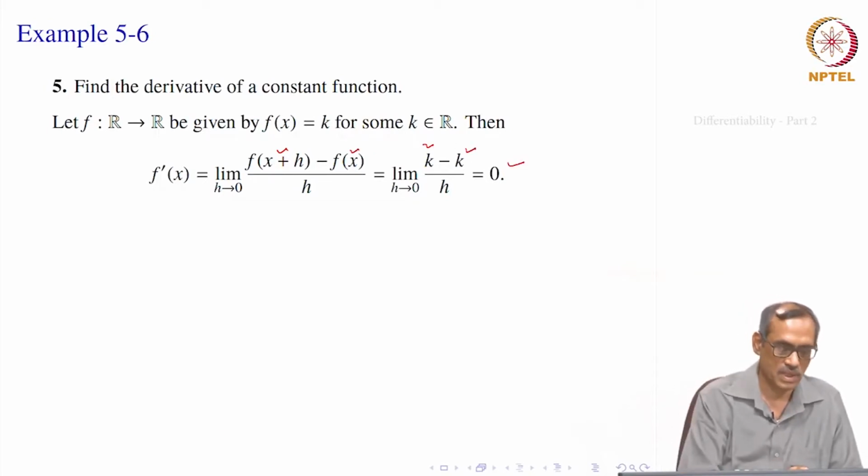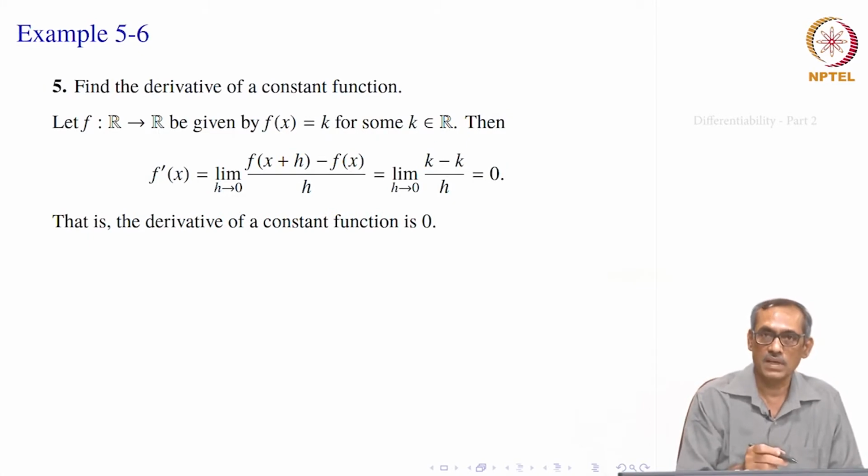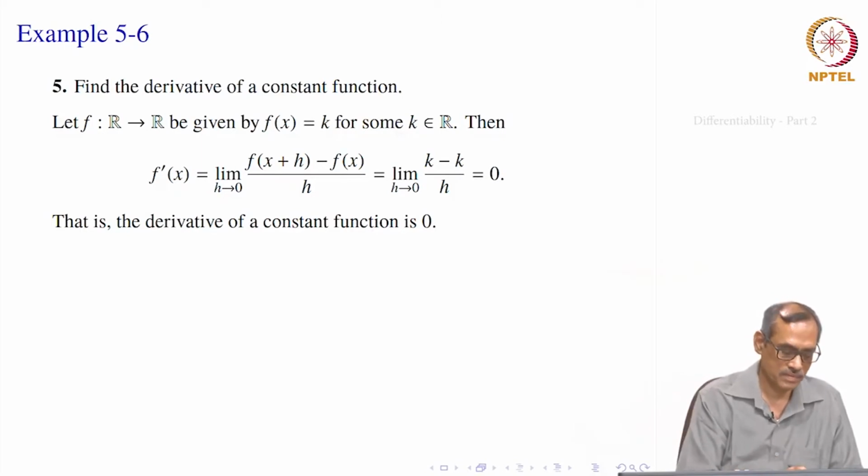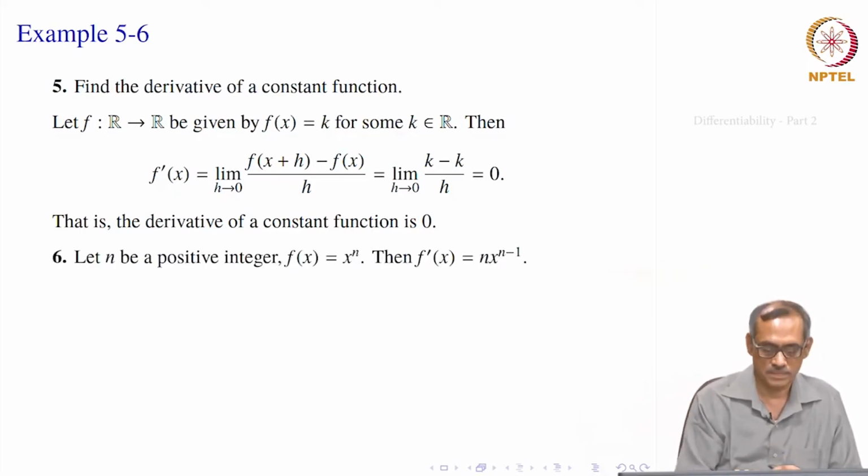Therefore, its limit is 0, that is f prime x, the new function which is the derivative of f of x, is equal to 0 throughout. Again a constant function, but 0. Okay. So, we consider the next problem.